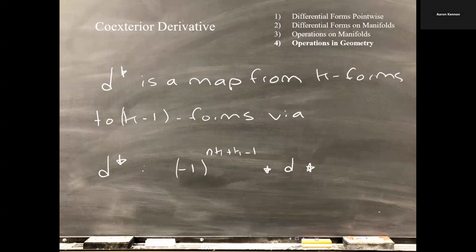Okay, and then using the exterior derivative and the Hodge star, we can combine these in a particular way to get what's called the co-exterior derivative. So this takes a k-form and sends it to a k minus 1 form by composing the exterior derivative and the Hodge dual in this particular way, and potentially with a choice of minus sign depending on the degree of the differential form and the dimension of the manifold.